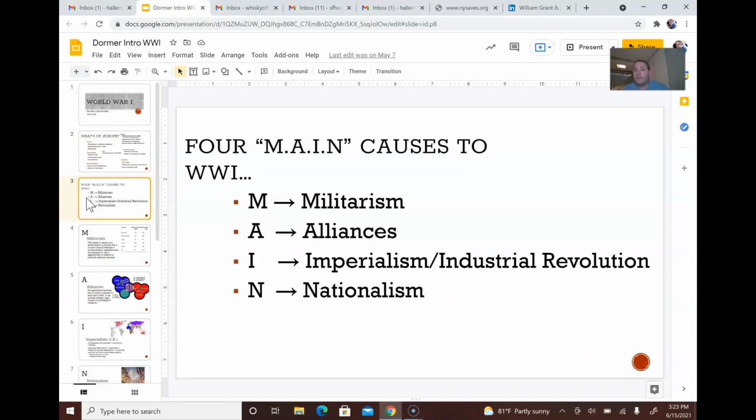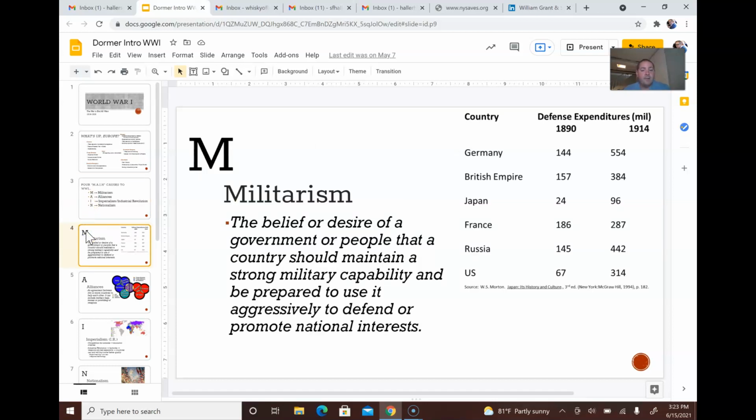Now, the acronym that we often use to describe the beginning of World War I is MAIN, or MANIA, if you want to include the assassination. And I'm sure some of you have heard this before. So militarism, alliances, imperialism, industrial revolution, and nationalism. So let's just jump right in.